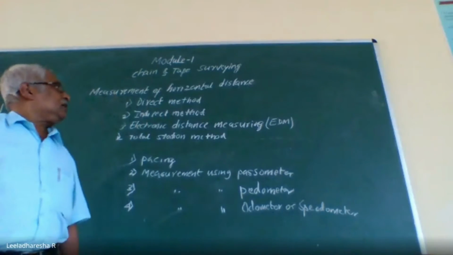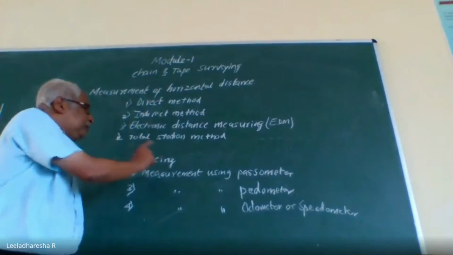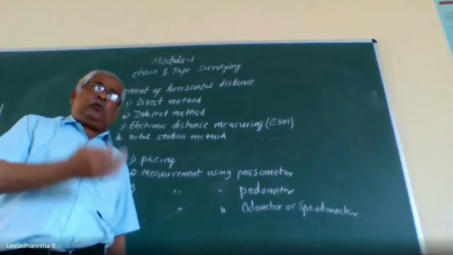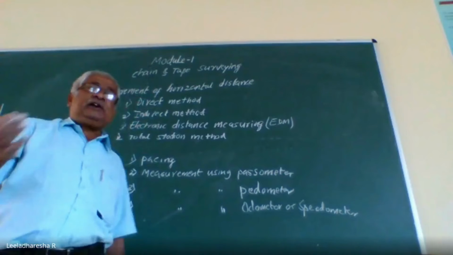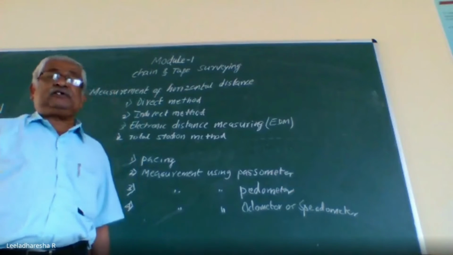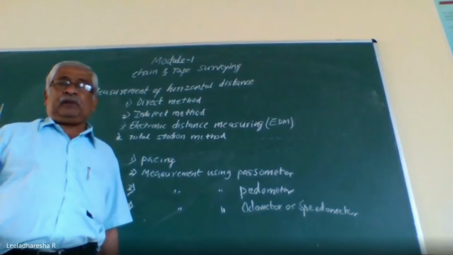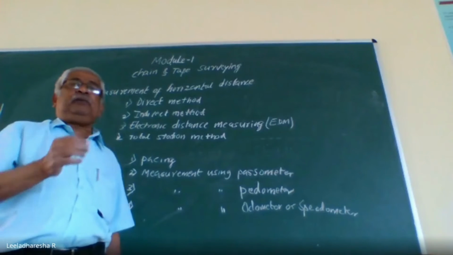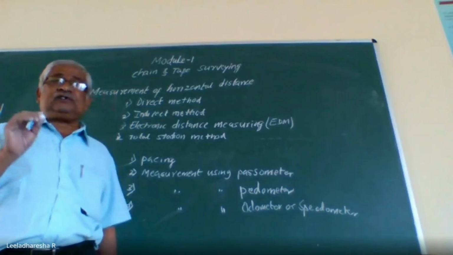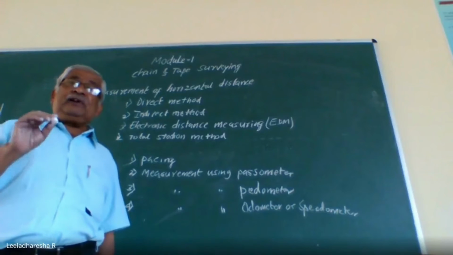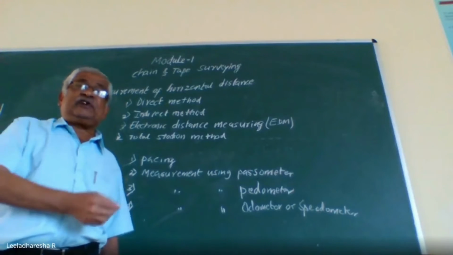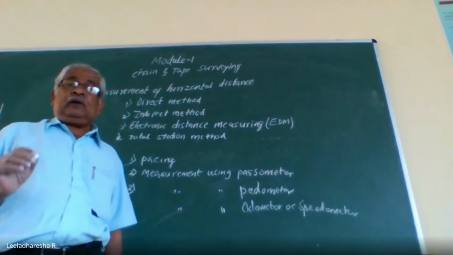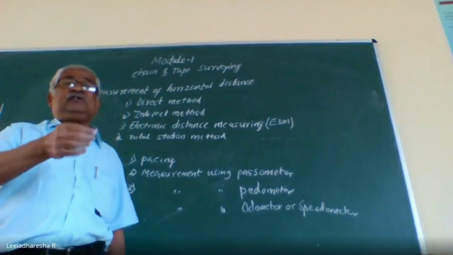See, we'll come to the direct method. First one, pacing. So the meaning of pacing is you walk from end A to end B, whose horizontal distance is to be measured. So you need to start from A and reach point B along a straight stretch. Count the number of paces. Pace means one step. One step, what you walk is called a pace. So count the number of paces.